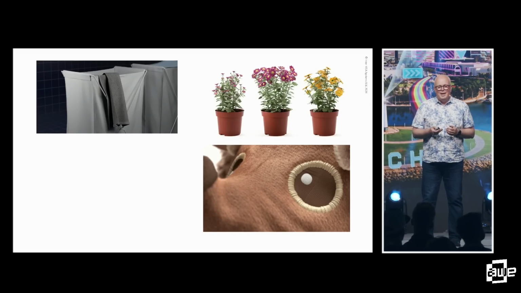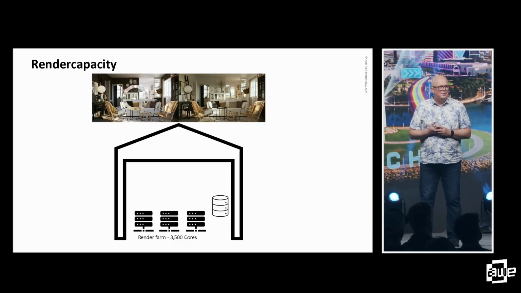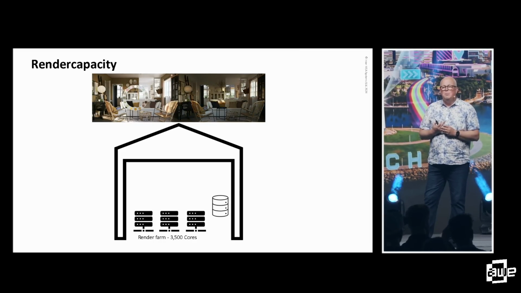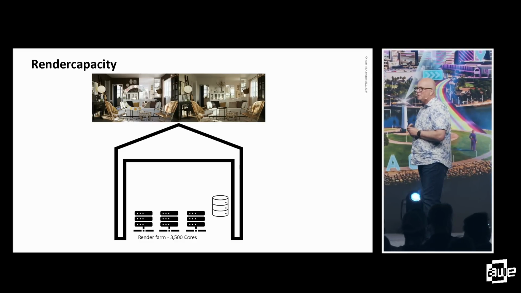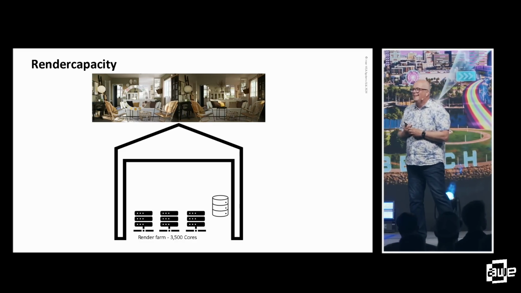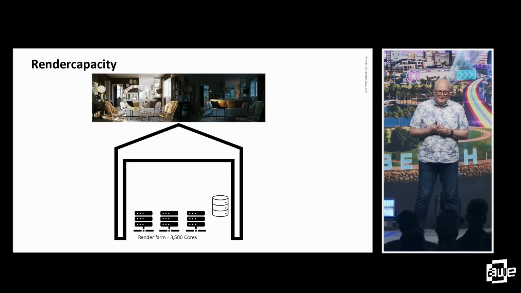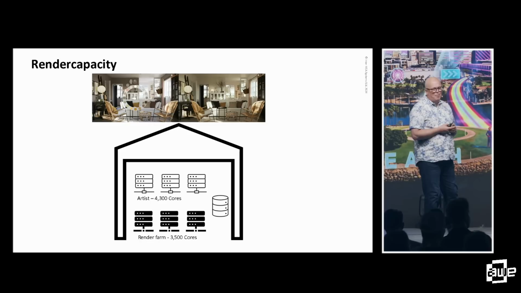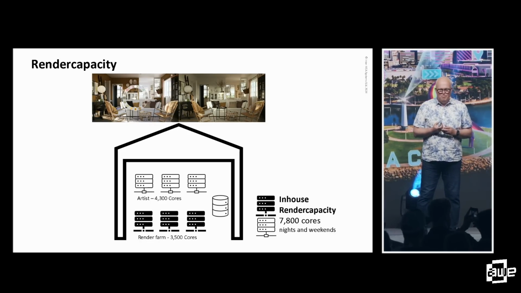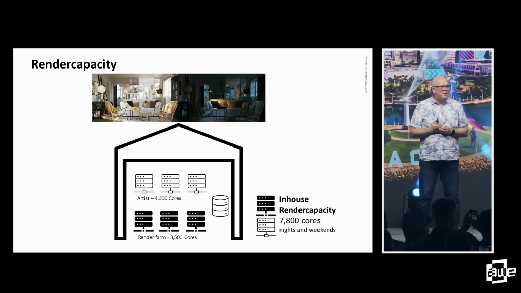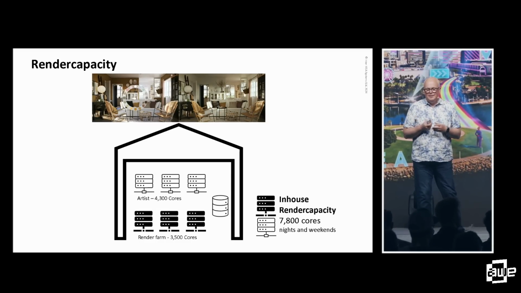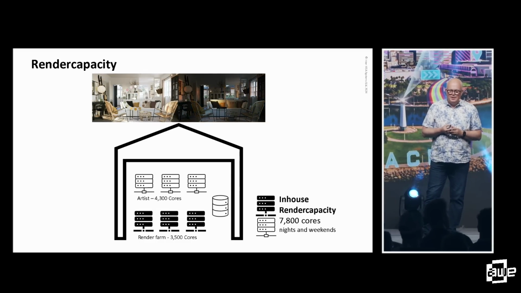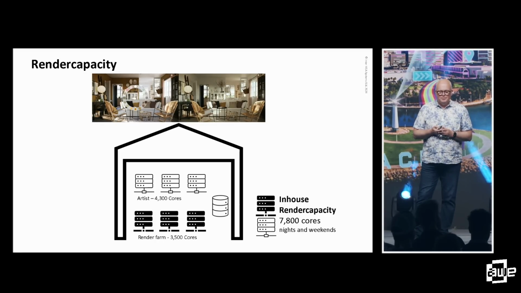But that also means that we have to render these things, and rendering takes a lot of time and effort. So we have a render farm of about 3,500 CPU cores. We can't really use GPUs because our textures are too large, so the GPUs have been too small. Then we give even more power to our artists. During lunch or the evenings, we have a render capacity of about 7,000 or almost 8,000 cores.